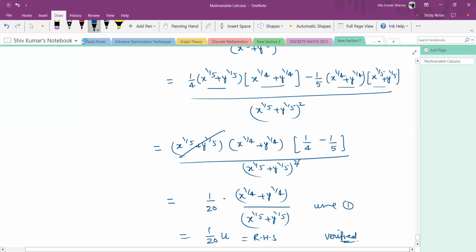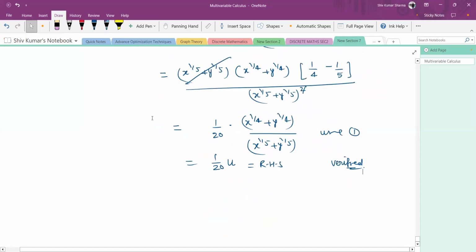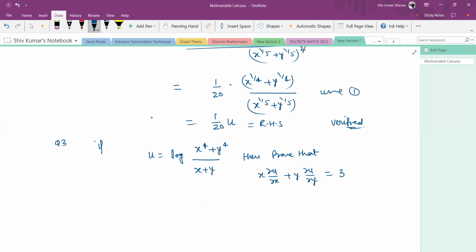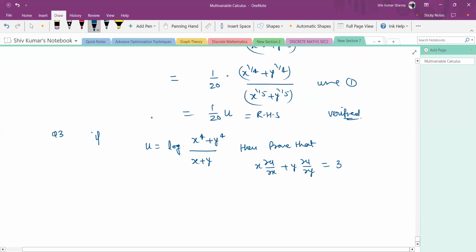Okay. So now last question we take as, if u is equal to log of x raised to the power 4 plus y raised to the power 4 upon x plus y, then prove that x del u upon del x plus y del u upon del y is equal to 3. Okay.